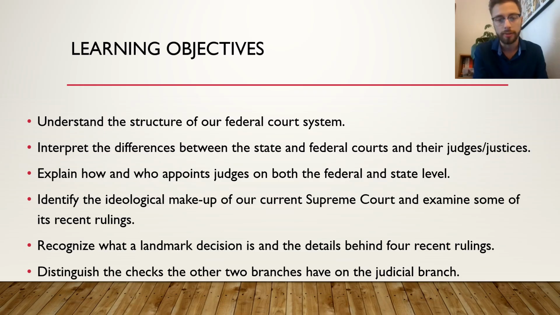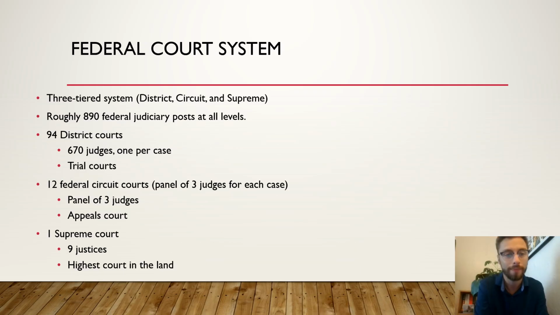We're going to recognize some landmark decisions, examine what landmark rulings are at large, and distinguish the checks the other branches have over the judicial. Because remember, the judicial branch's power over the executive and legislative is pretty simple. They determine the constitutionality of executive and legislative actions. But let's see how their powers are kept in check.